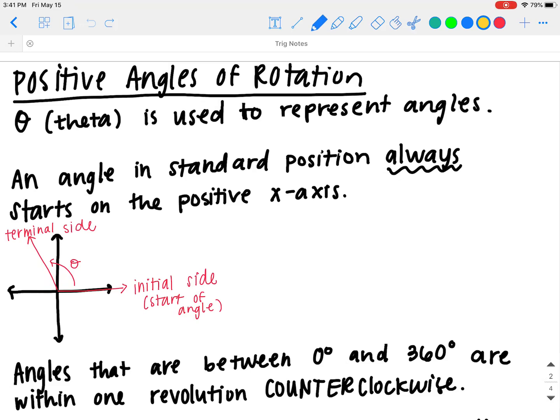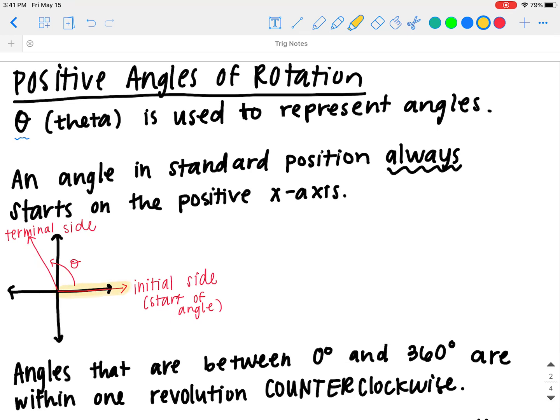Okay, so when we draw angles on a coordinate grid, we use theta, which is this little symbol right here, to represent the angle. So we pronounce it theta. It looks like a little circle with a little line in the middle. And we always draw our angles in standard position. So standard position always starts on the positive x-axis. So angles in standard position always start right here.